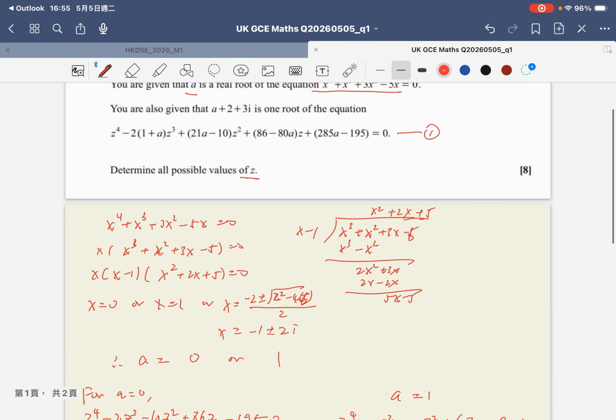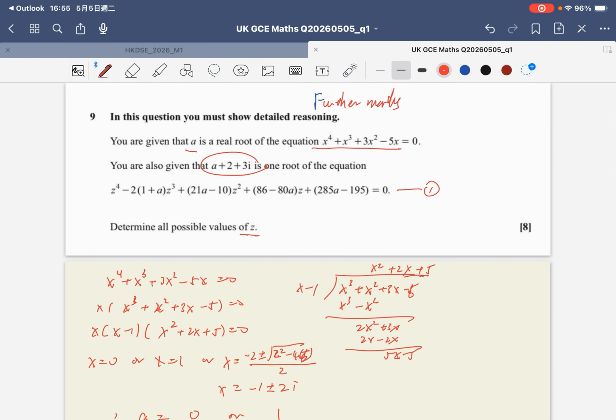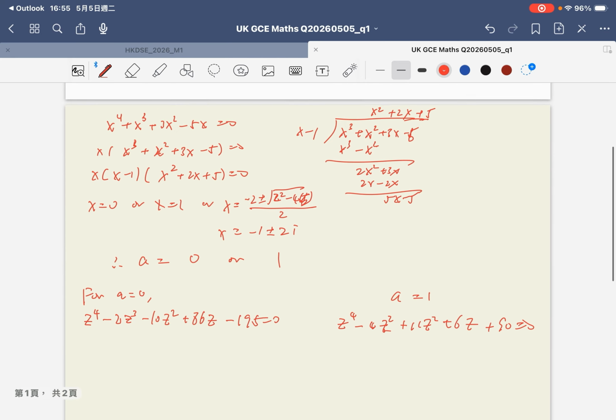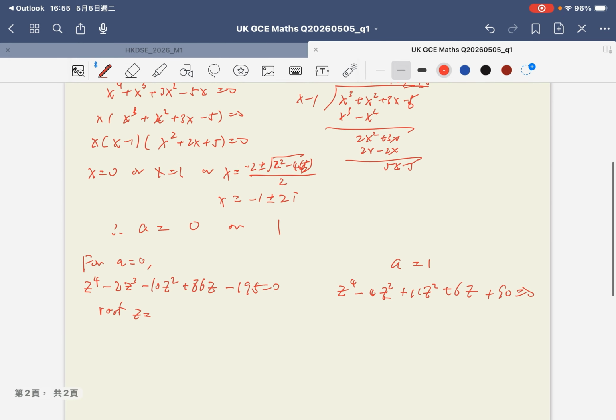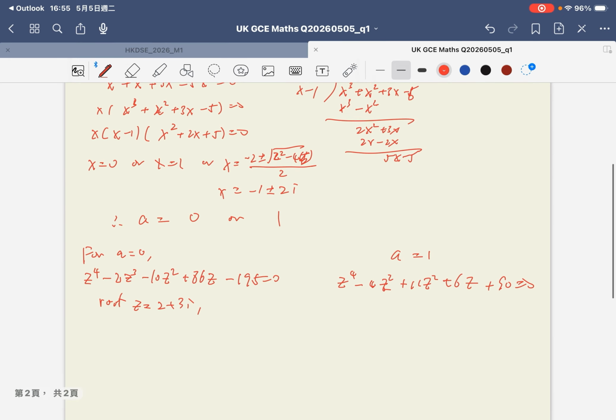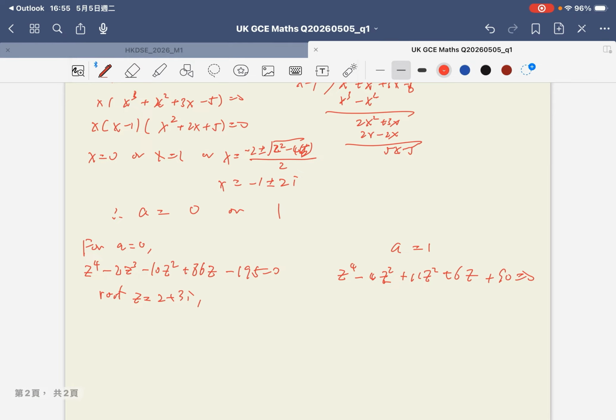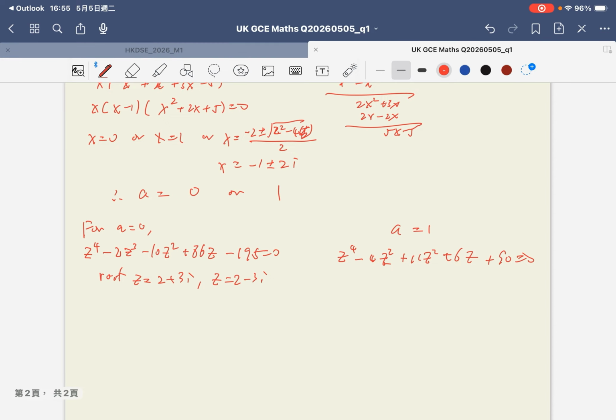And I know that a root of the degree 4 polynomial is a plus 2 plus 3i. In this case, one root should be z equal to 2 plus 3i. Okay, by the conjugate property, the other root should be 2 minus 3i. Okay, there is a factor: z minus 2 plus 3i times z minus 2 minus 3i.